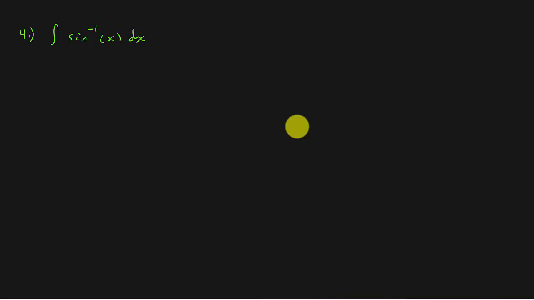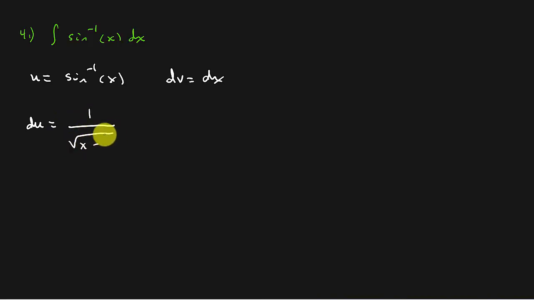All right, so how about this one? Inverse sine. Obviously, if I knew how to integrate inverse sine, I wouldn't need to do parts. So here, I'm going to let u equal inverse sine x, and I'm going to let dv equal dx. So here I get du is equal to 1 over the square root of 1 minus x squared dx.